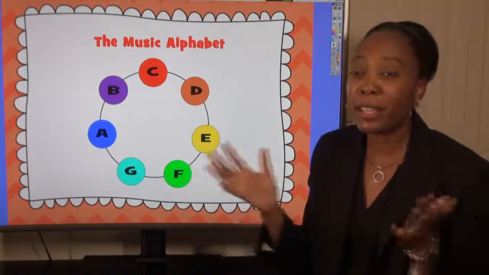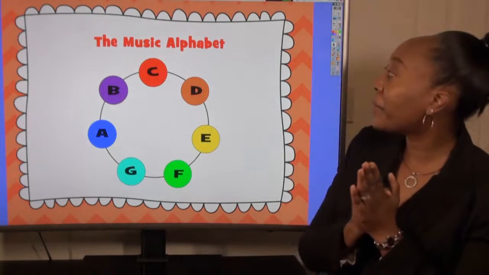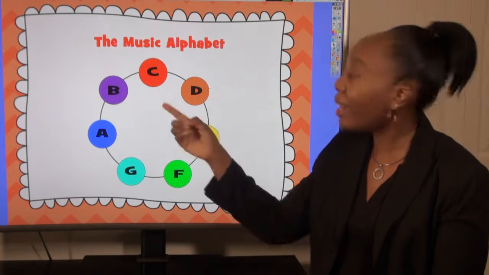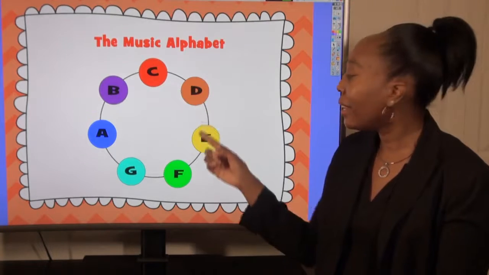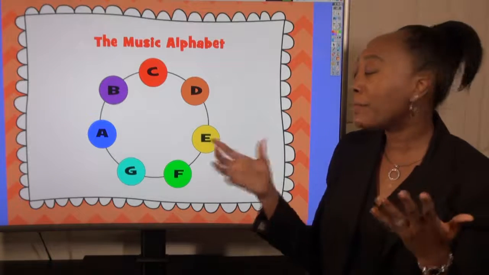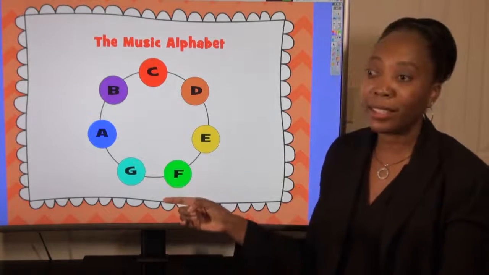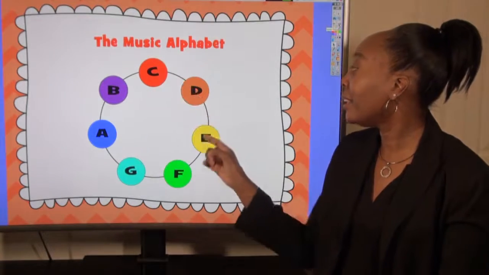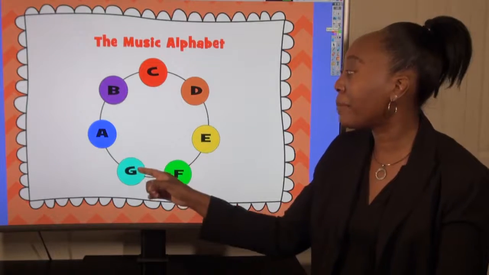Now what happens if we wanted to start on C? What do you think? D. Yeah, the next note would be D, E, F, G. Oh, but what happens if we wanted to start on G? A. Yeah, we would go to A, B, C, D, E, F, and then back to G.